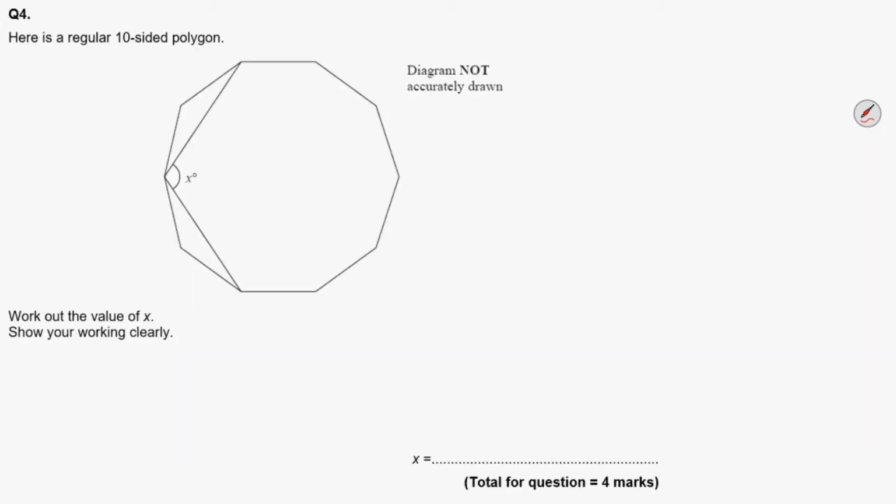For number 4, we are told that here is a regular 10-sided polygon, and you're required to find the value of x. The strategy for this question is you need to consider a pentagon that is inside this 10-sided polygon. And when I say a pentagon, this is what I mean. If you join this point and this point, that point and that point, and that point and that point, you end up with a pentagon.